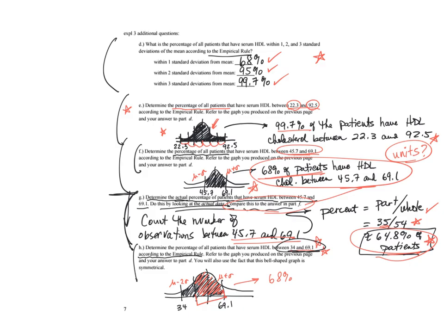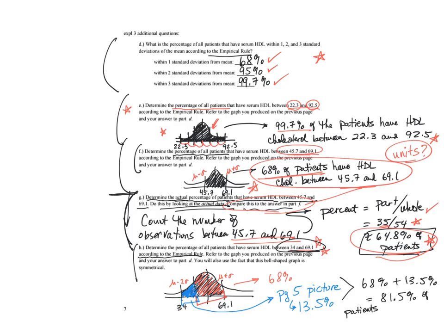Now, if I could only figure out this last bit here, how much is that? But coolly enough, that page 5 picture tells me, if you compare it to that picture at the top of page 5, it tells me that there's 13.5% in this blue region here, this area that I made blue. So to answer this question, I'm going to take 68 plus 13.5%, and that's, excuse me, 81.5%, it looks like. That's right, of patients have HDL between 34 and 69.1. And that's my answer there.